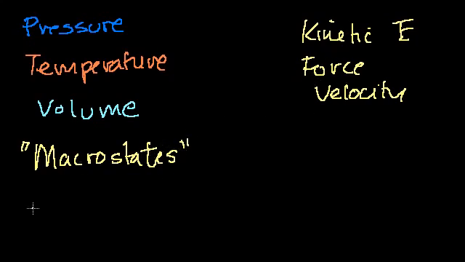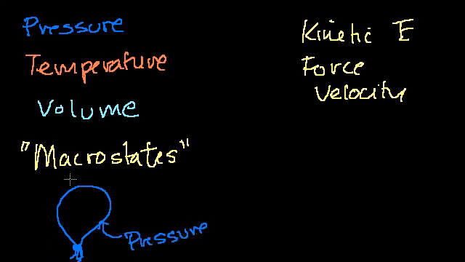So for example, let me make it clear. If I have a balloon like this, and it has a little tie there, and maybe it has a string. This has these macrostates associated with it. There is some pressure in that balloon. Remember, that's force per area. There is some temperature for that balloon. And there's some volume to the balloon, obviously.